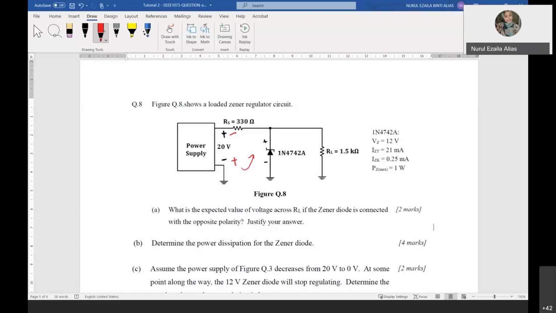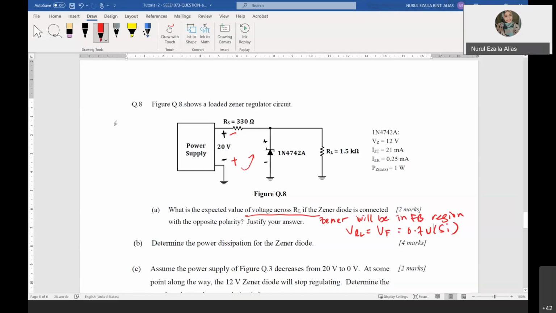So the Zener diode will be in forward bias. It will not regulate, but it will be in the forward bias region. The question asks for the voltage across RL. Therefore, the voltage across RL is equal to the forward voltage V forward, which is 0.7 volt if it is silicon.